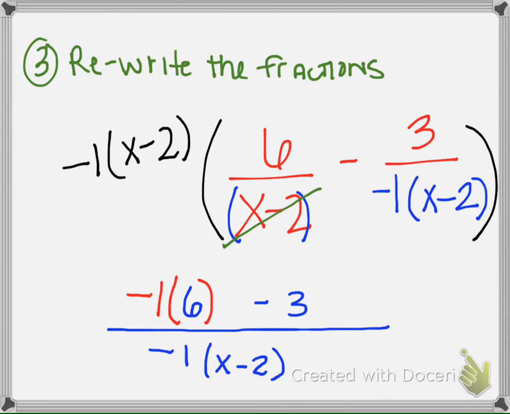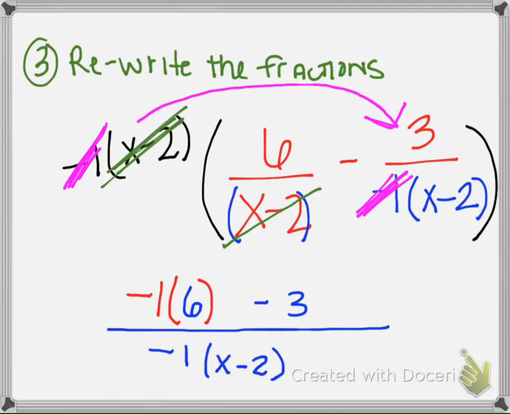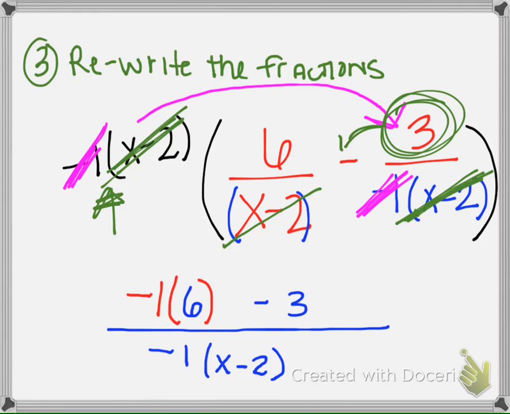Okay, now let's think about what happens if I distribute here. This negative 1 is going to cancel with this negative 1. And this x minus 2 will cancel with this x minus 2. And there's nothing left out here. So we're just going to have this negative 3 right here to bring down here. But there's not going to be anything next to it to multiply like there was here.